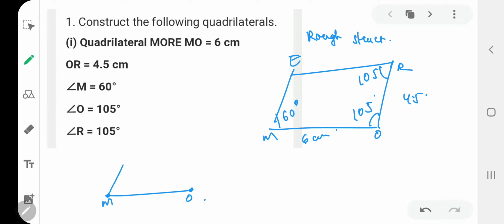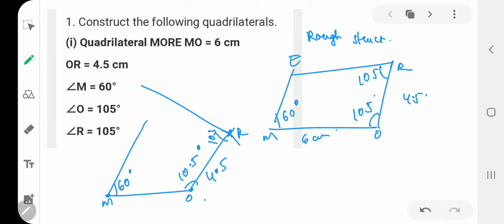On your M point, you have to mark 60 degree. You can mark with your compass, making angle of 60, or you can use your protractor if you want. Here on this side, you have to mark 105. And on this 105, you have to take a compass and make an arc of 4.5 and mark this as R. On R, you have to take a protractor and again mark 105 and mark this intersection point as E. Is that clear?